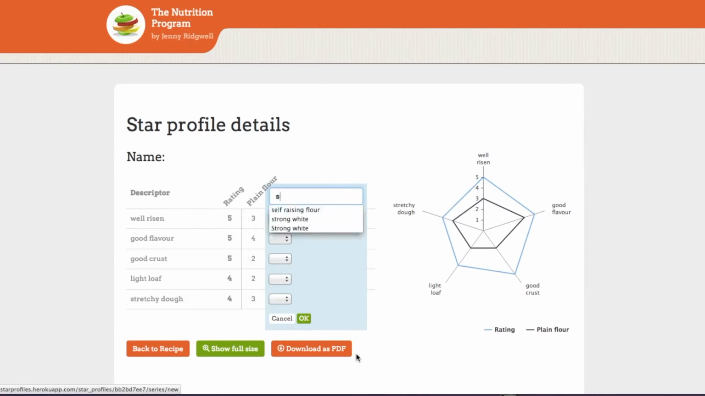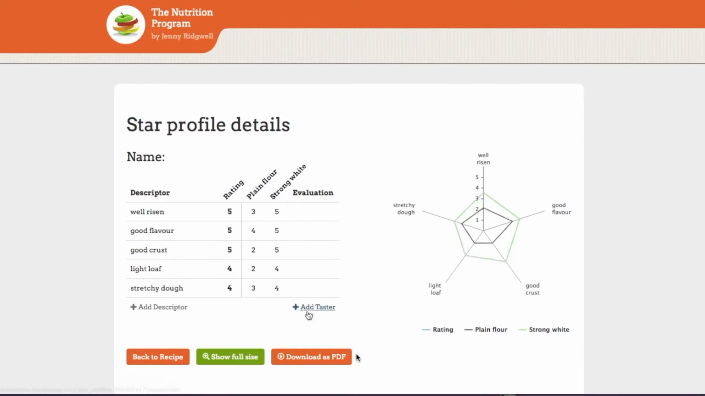So let me put in strong white. And this is the flour you often use for bread. So was it well risen? It's likely to have been well risen. Had it got a good flavour? Yes, it did. Did it have a good crust? Yes, it did. Was it a light loaf? Yes, it was. And was the dough stretchy? I would hope so, because that's the flour you can use for bread.